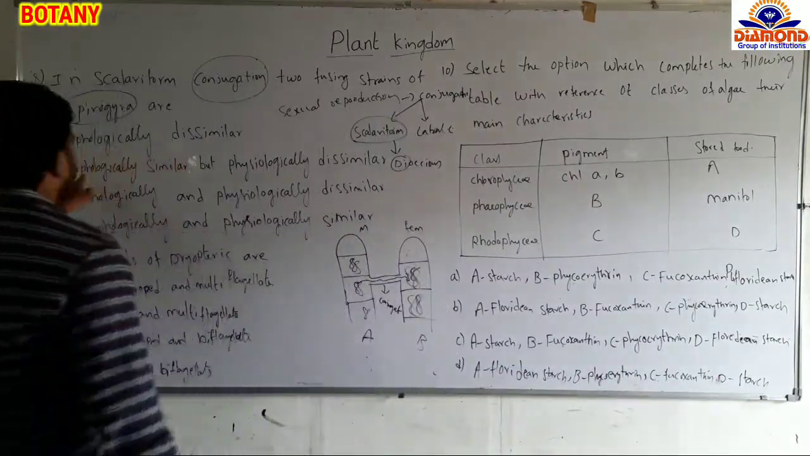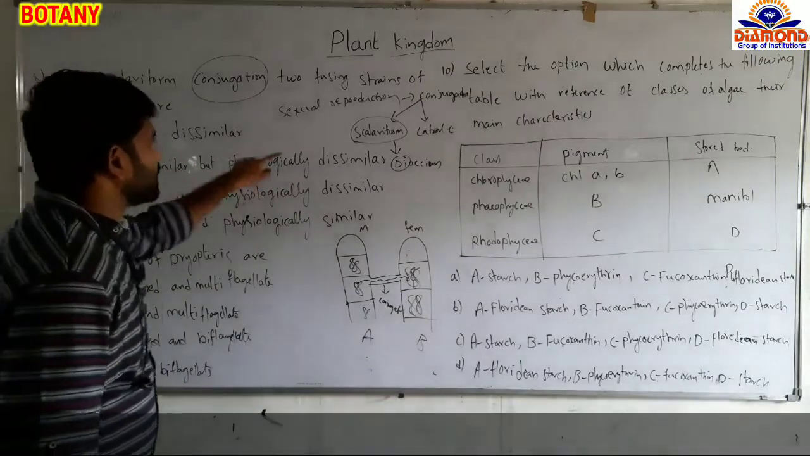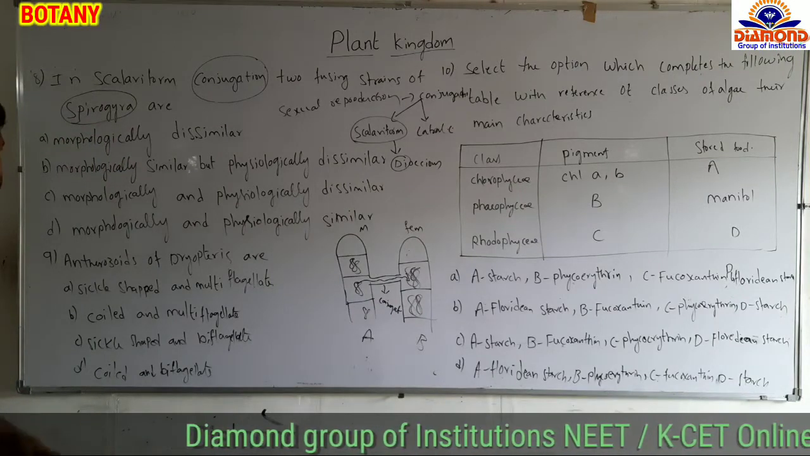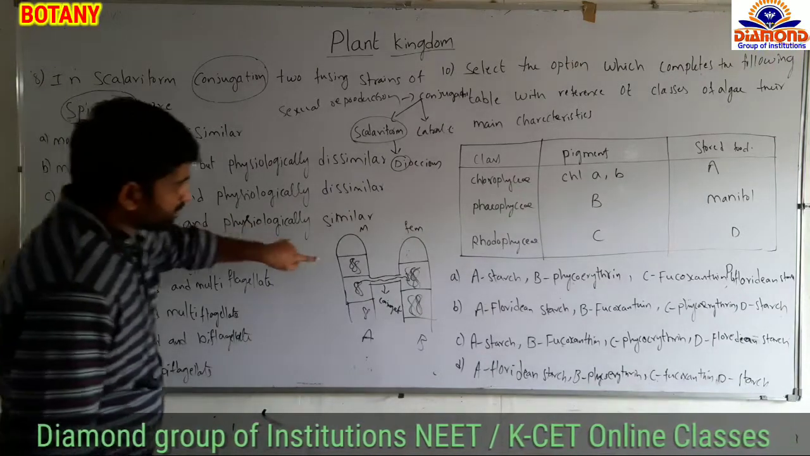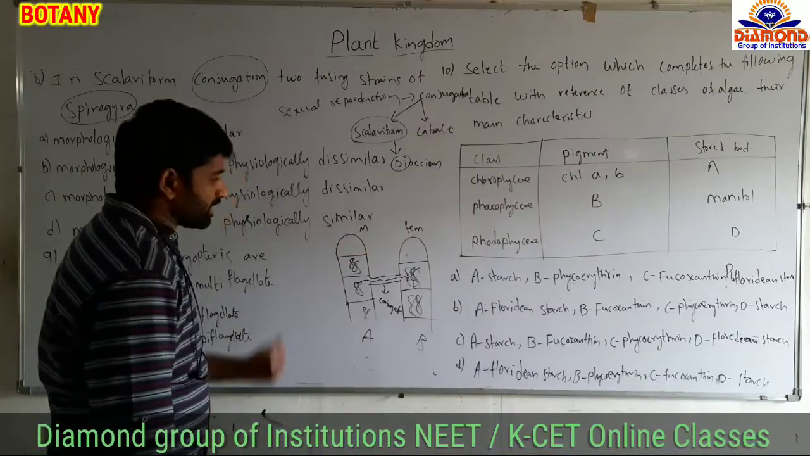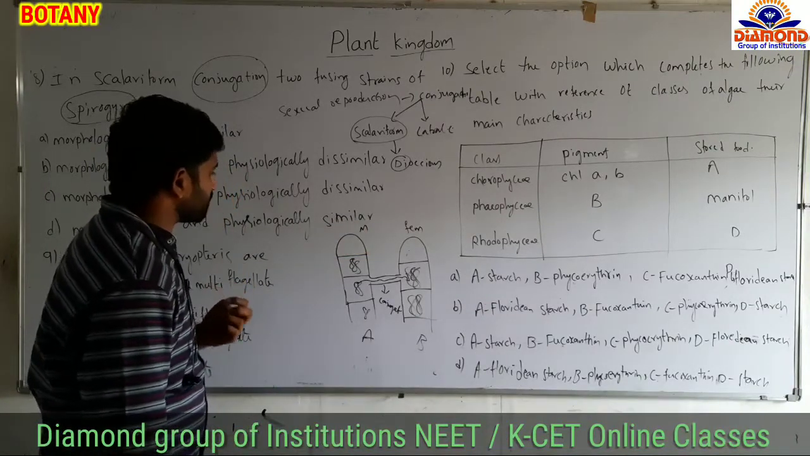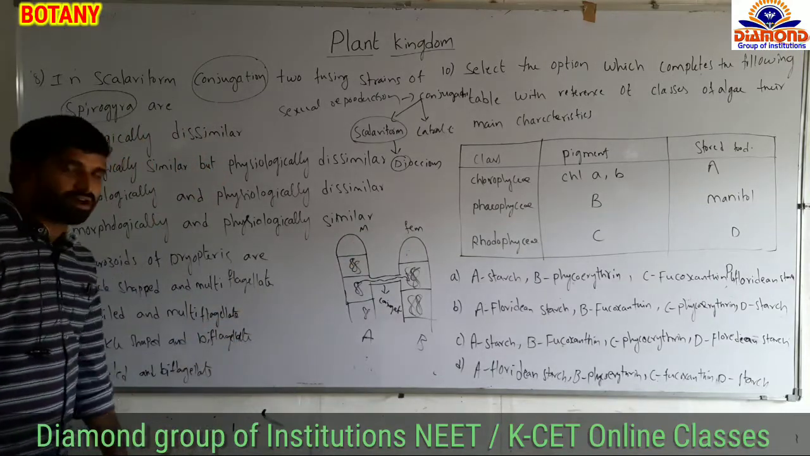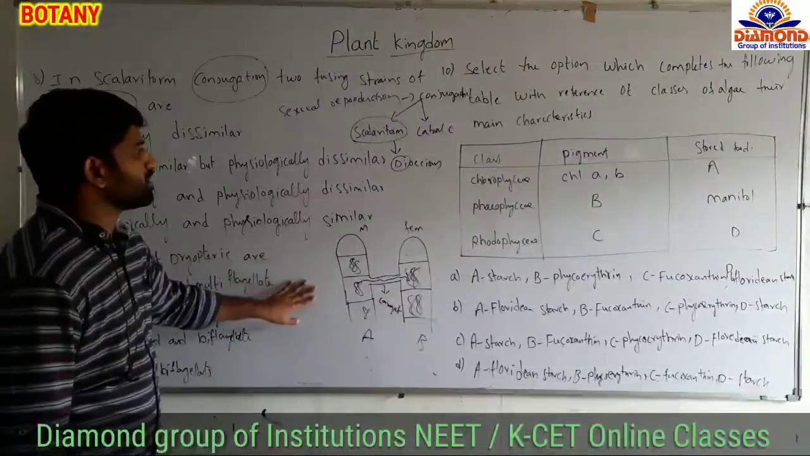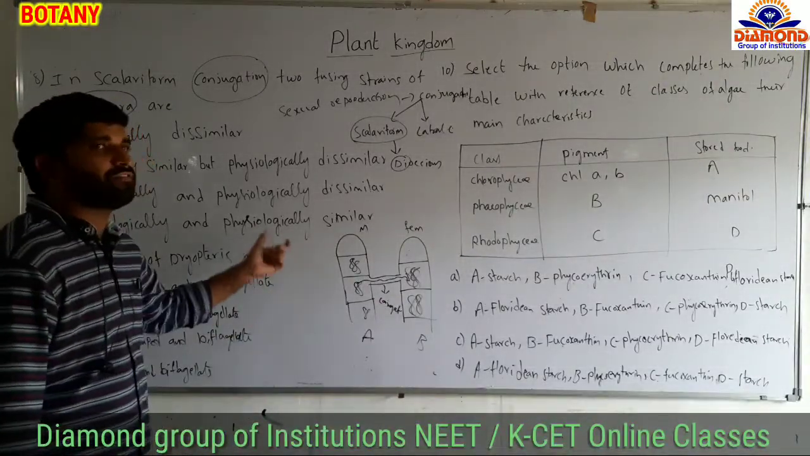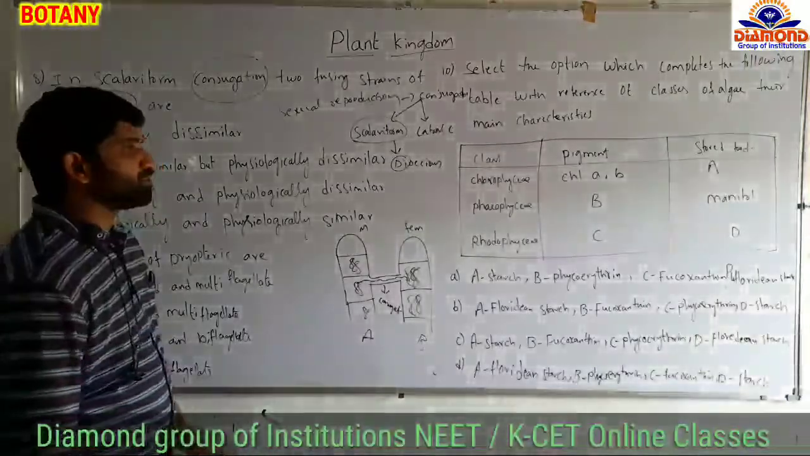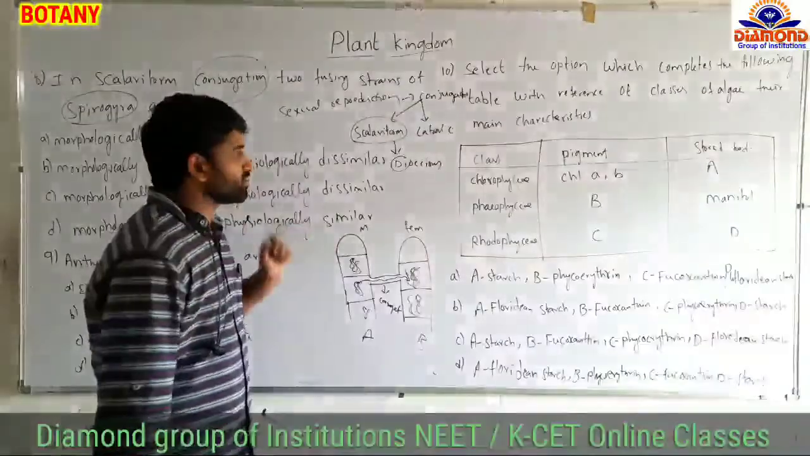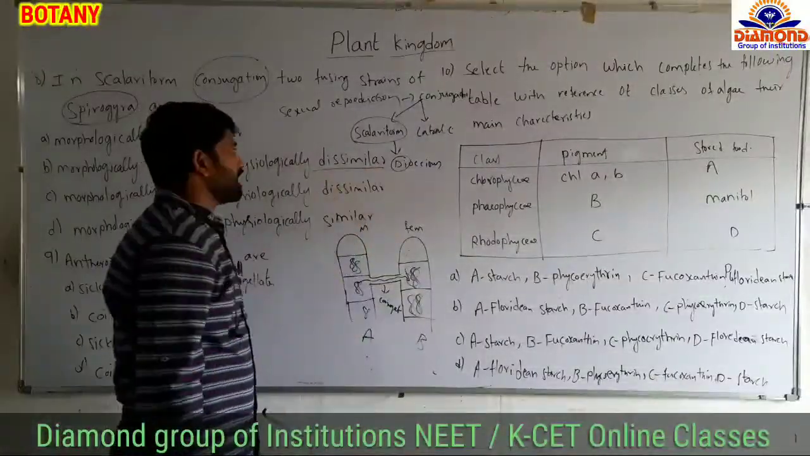Option B is morphologically similar but physiologically dissimilar. When we see the two Spirogyra involved in scalariform conjugation, they are morphologically similar. Physiologically, considering the internal structure, they are dissimilar and produce different types of gametes. So they perform physiological anisogamy. The fusion of gametes is dissimilar, so that's why it is physiological anisogamy.